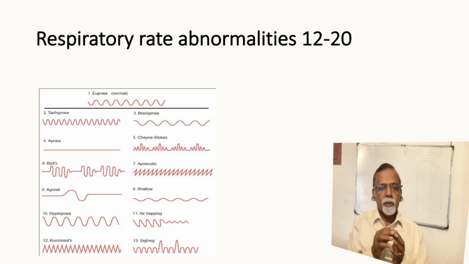And also think about Cheyne-Stokes breathing. It's a type of periodic breathing. There is waxing and waning of respiratory rate. So the rate increases, the depth increases, then there is a pause. Again it starts. So remember these abnormalities in the respiratory pattern. When you are observing the rate, they should also be looked for.